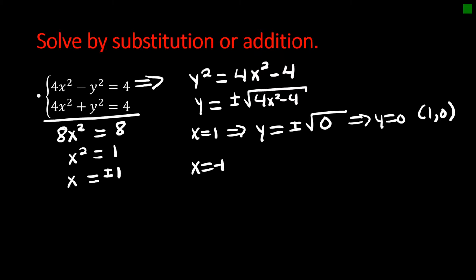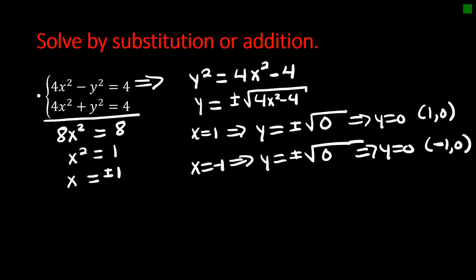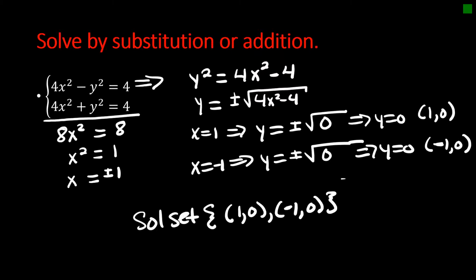And if x is negative 1, then we have y is plus or minus the square root of negative 1 squared is 1 times 4 is 4. Minus 4 is 0. So y is going to be 0. And we have a point negative 1, comma 0. So our solution set contains the points 1, 0 and negative 1, 0.